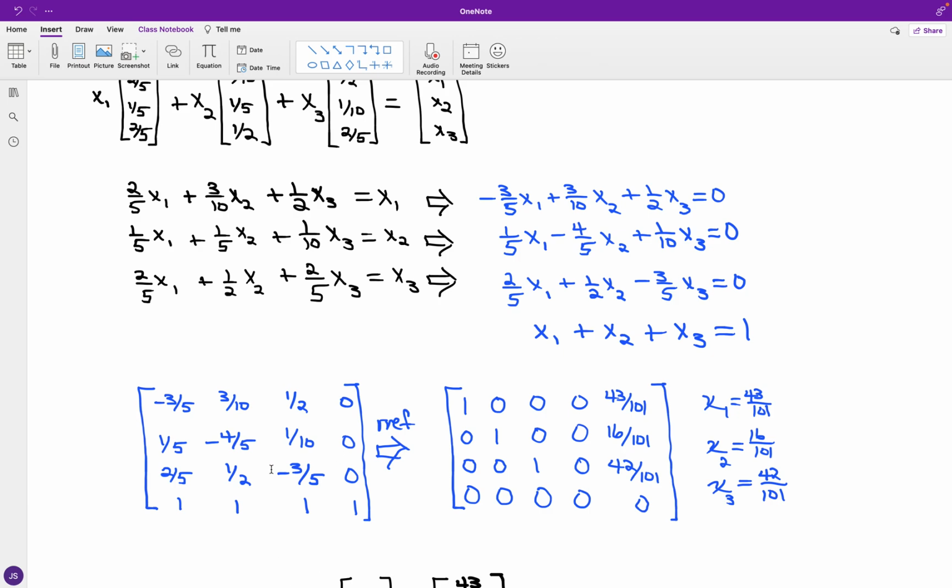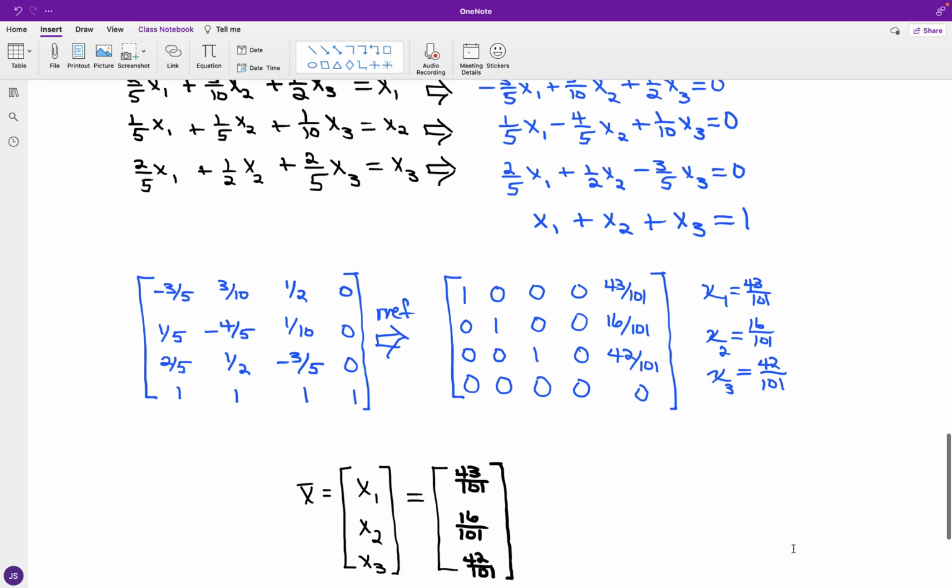And I bypassed all the steps here, but for the reduced row echelon form, for the first row, you have 1, 0, 0, 0, and then 43 over 101, and that would be what we have for x of 1. And the second row we have 0, 1, 0, 0, 16 over 101, and that's going to be the level for x of 2. And then we have 0, 0, 1, 0, 42 over 101, and that is going to be in reference to x of 3. And again, at the last row, we have zeros across. Okay, so we do have consistency.